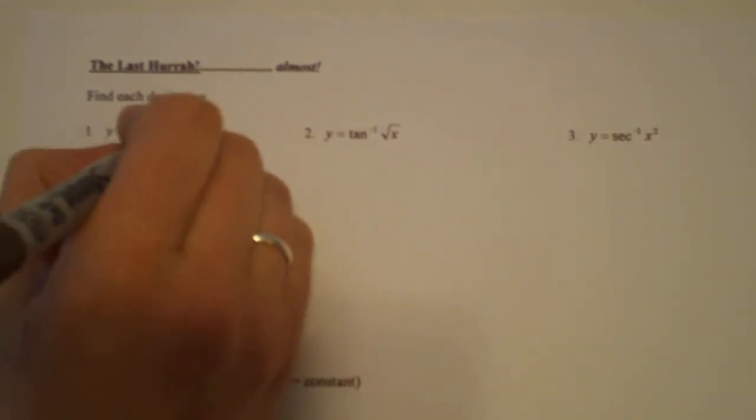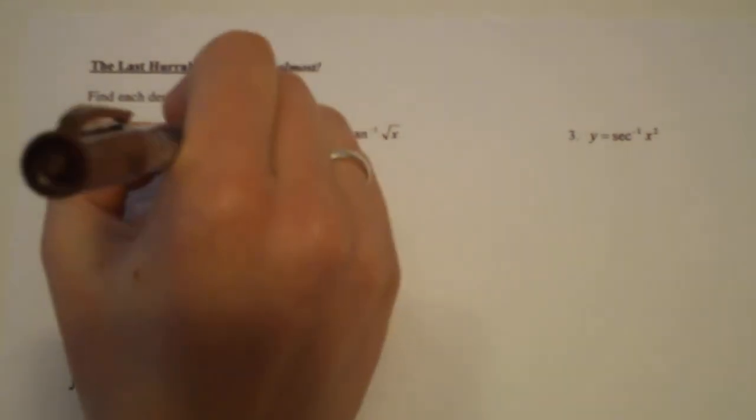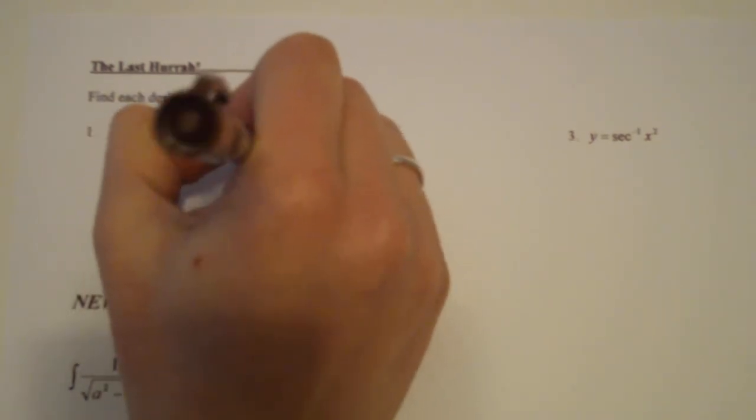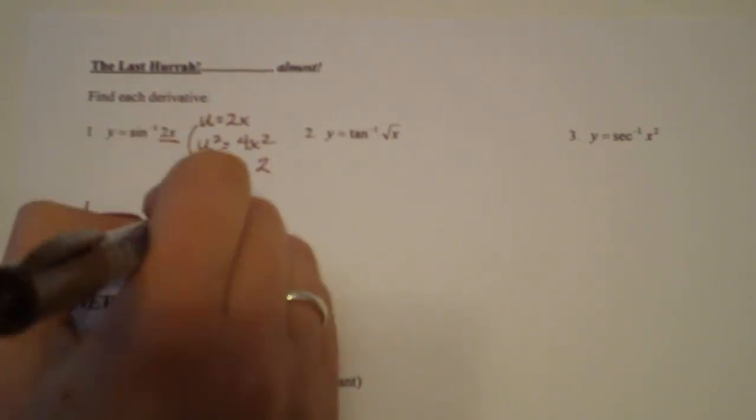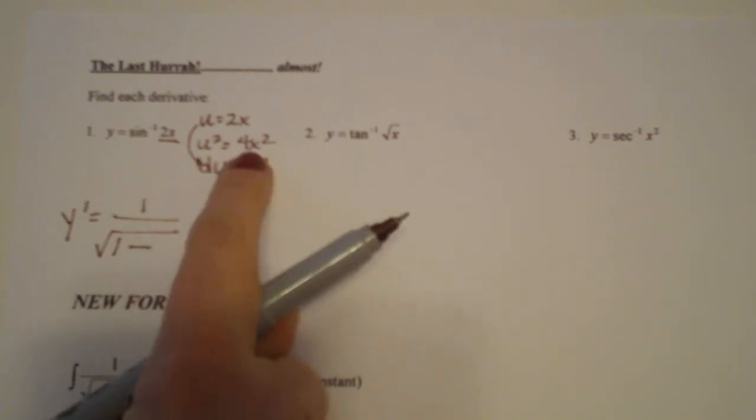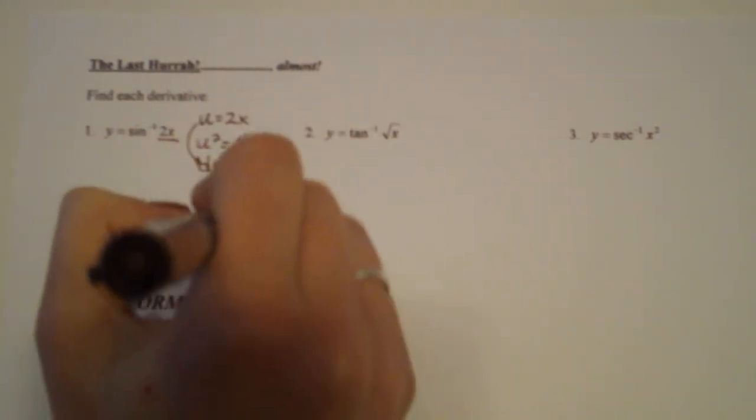If you recall, I used to look at what comes after the inverse trig function, and we would say that's u. And then I would say, okay, if u is 2x, then u squared is 4x squared. And then du, which is the derivative of u, is 2. I would then take all of that information, y prime, because we're doing the derivative of inverse sine, it's this formula, 1 over radical 1 minus u squared, which is 4x squared, times du, which in this case is 2. So let's see, how well do you remember that?